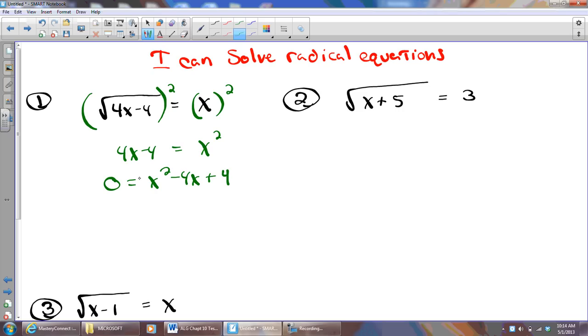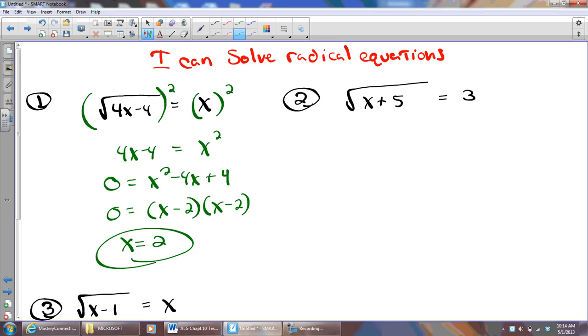All right, I can either use the quadratic formula on this, or if possible, I could factor. Looks like this is a perfect square trinomial, and I believe it'll factor like this: x minus 2 times x minus 2. And therefore, my solution is going to be x equals 2. I can test it. 4 times 2 is 8. 8 minus 4 is 4. The rad of 4 is 2. And x was 2. There we go. It works. Let's try another one.